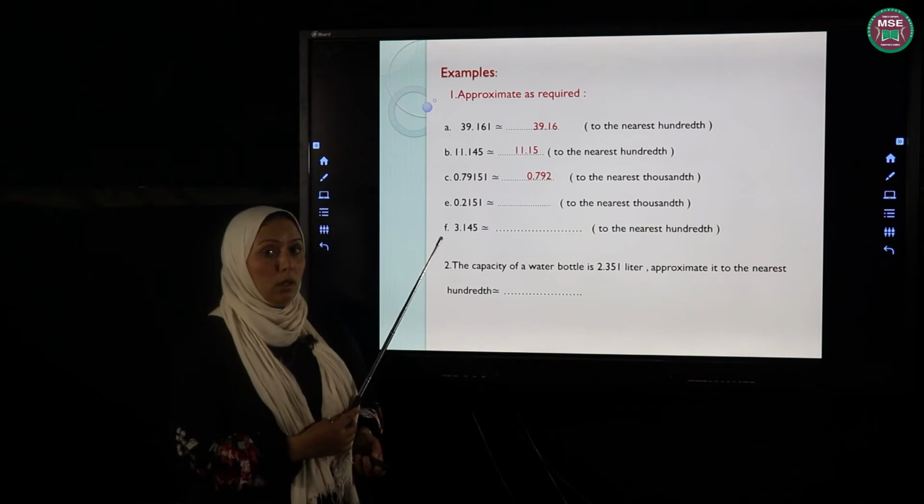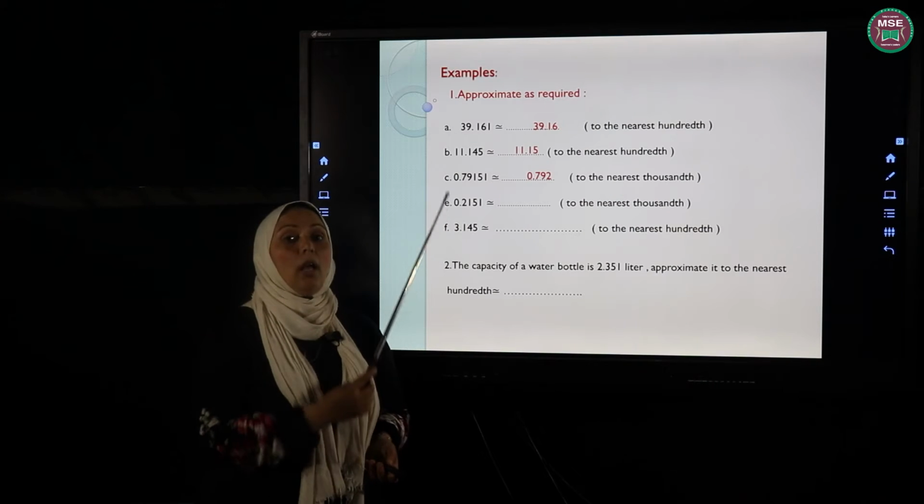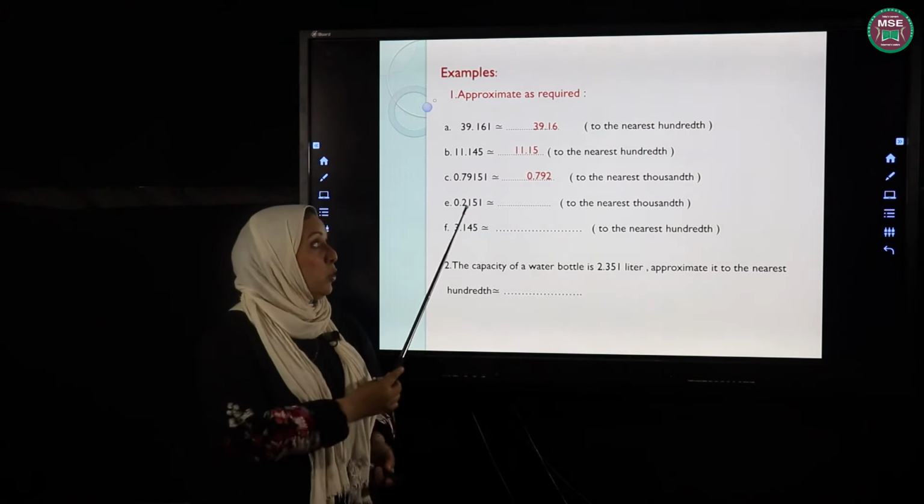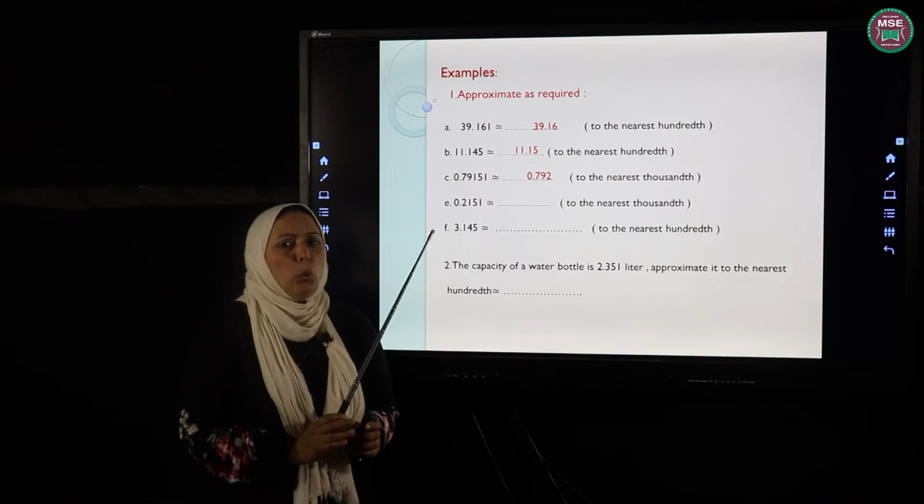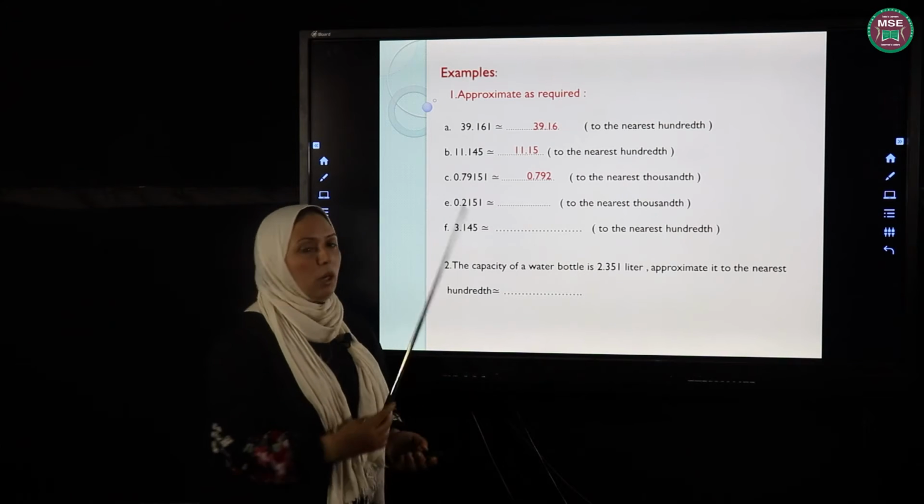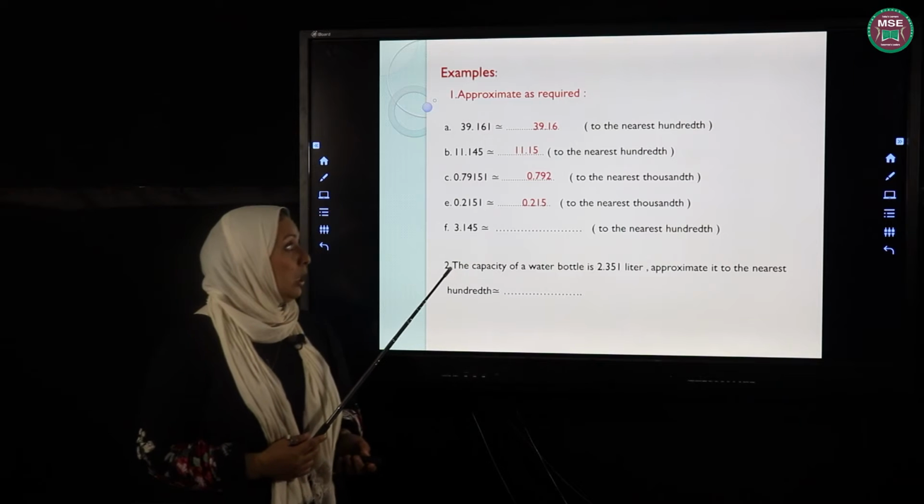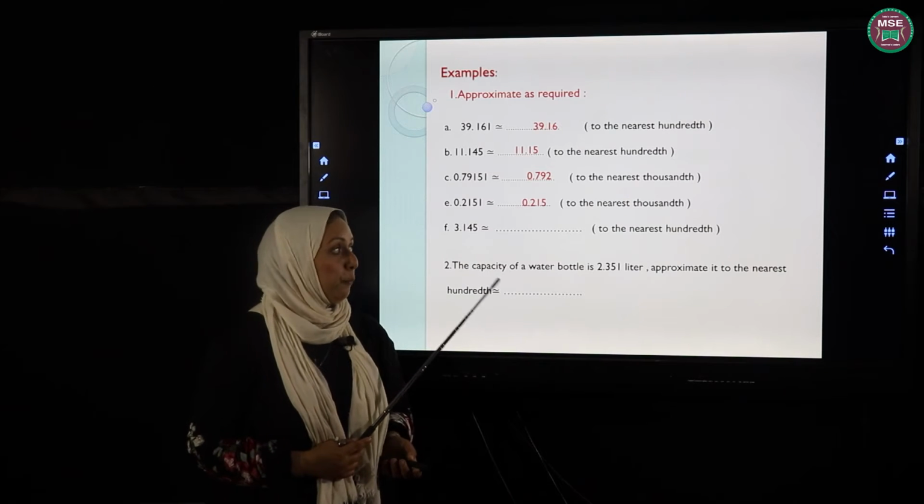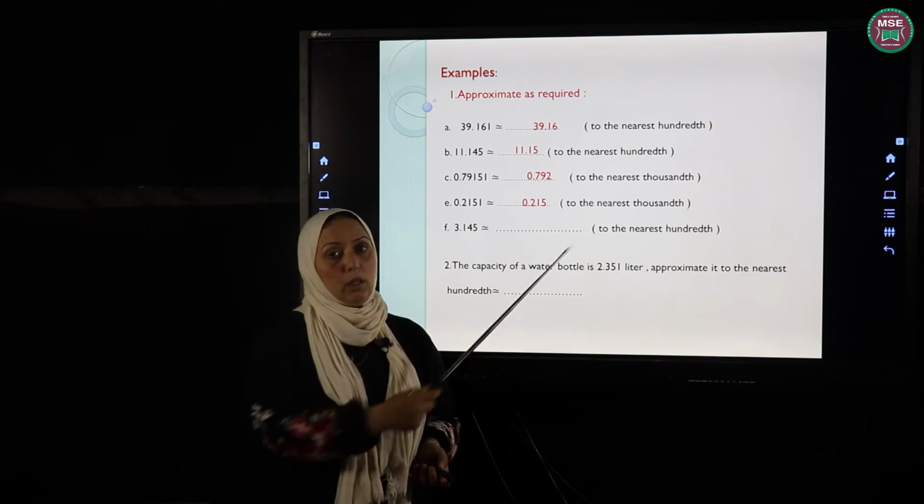0.2152. Where is the thousandth here? The thousandth is 5. And the number after the 5 here is 1. 1 is weak. Weak does nothing. It will be 5 as it is. So the answer will be 0.215.